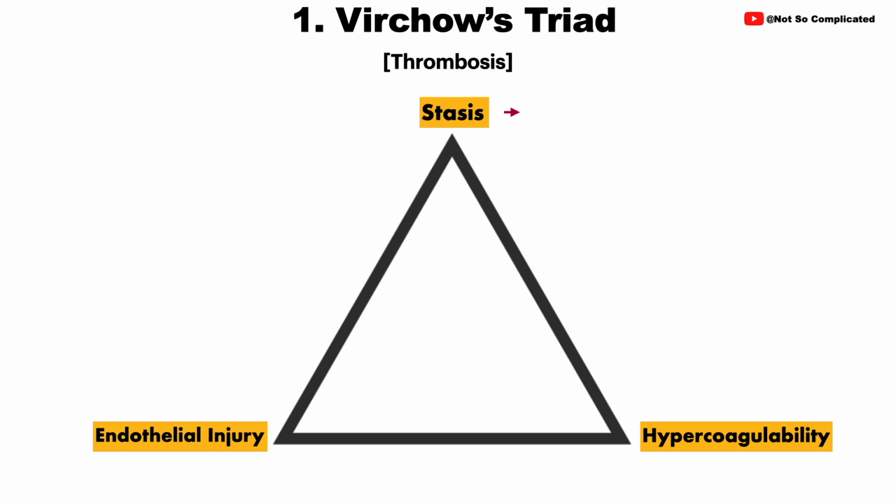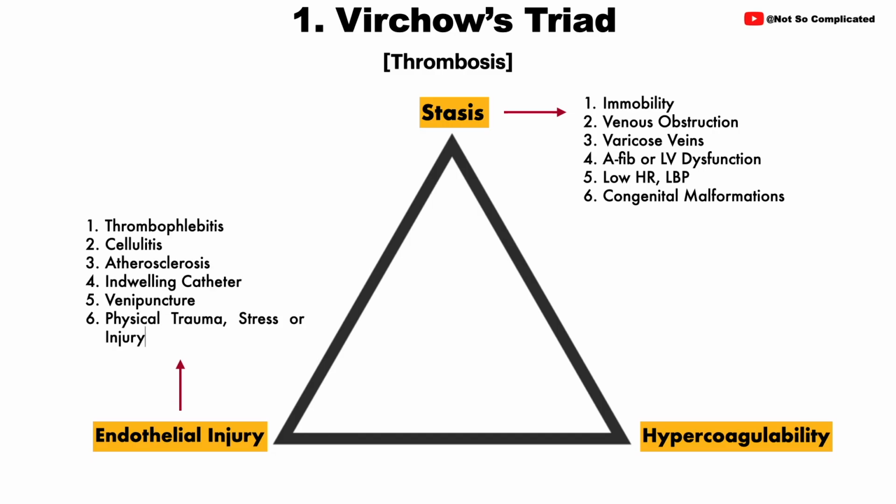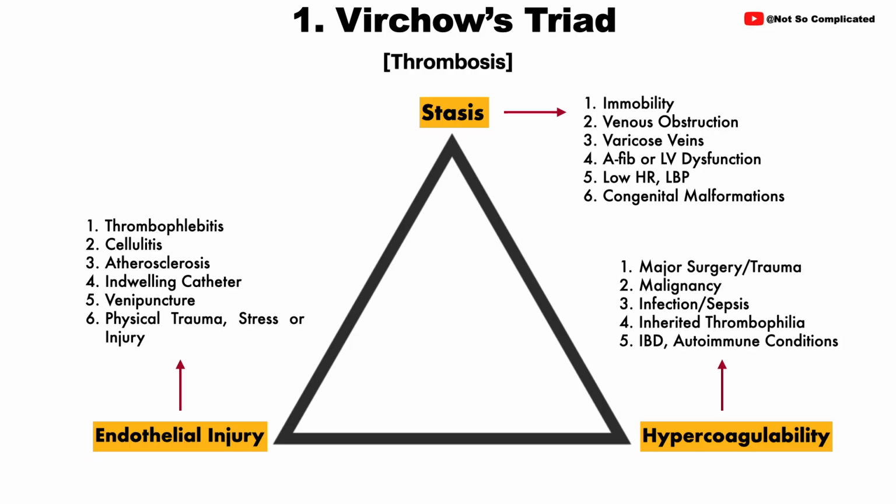All right, so the causes of stasis can be due to immobility, venous obstruction, varicose veins, atrial fibrillation or LV dysfunction, and low heart rate, low blood pressure, obviously, and congenital malformations. There are different reasons for endothelial injury also, which can be due to thrombophlebitis, cellulitis, arteriosclerosis, indwelling catheter, venipuncture, physical trauma, or stress or injury. Talking about hypercoagulability, the reasons include major surgery or trauma, malignancy, infection, sepsis, inherited thrombophilia, IBD, and autoimmune conditions.